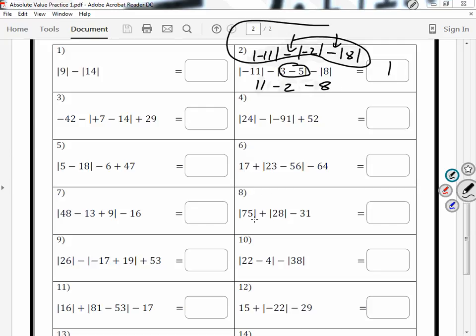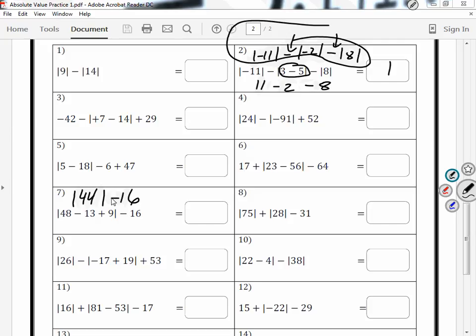So let me skip to, let's say, number 7. I'm going to write a big absolute value. How much is 48 minus 13 plus 9? Okay, 35, you have the 48 minus 13. It's 35 plus 9. 44. So we have the absolute value of 44 minus 16.